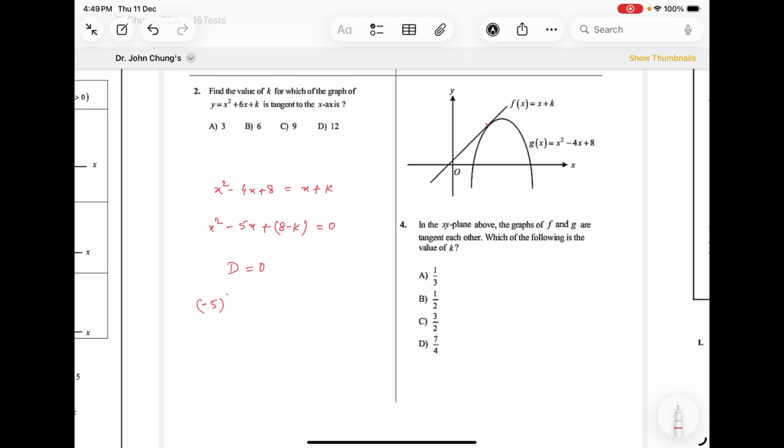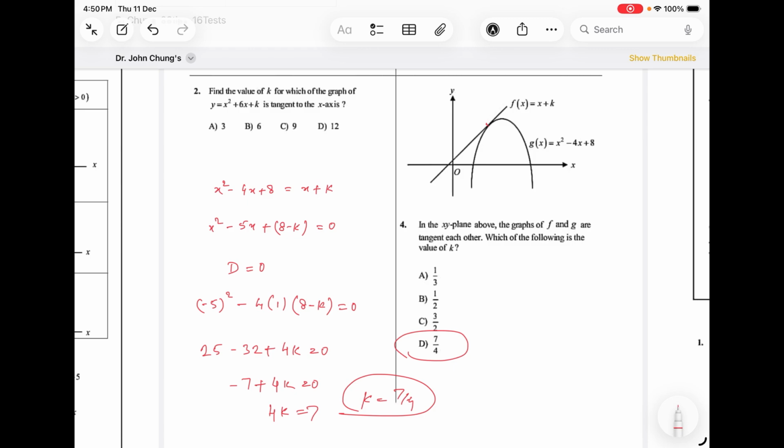So minus 5, which is b, whole square, minus 4 into 1 into 8 minus k equal to 0. So this gives me 25 minus 32 plus 4k equal to 0. It means minus 7 plus 4k equal to 0. It means 4k is equal to 7. So k is equal to 7 by 4. So option number D is the correct choice.